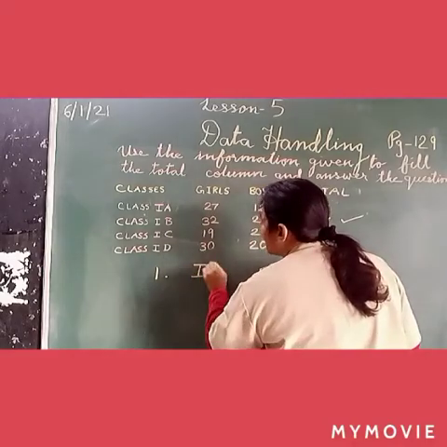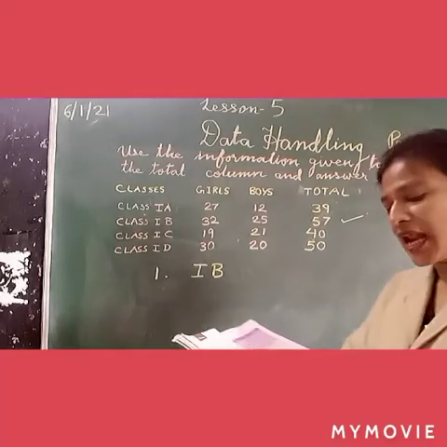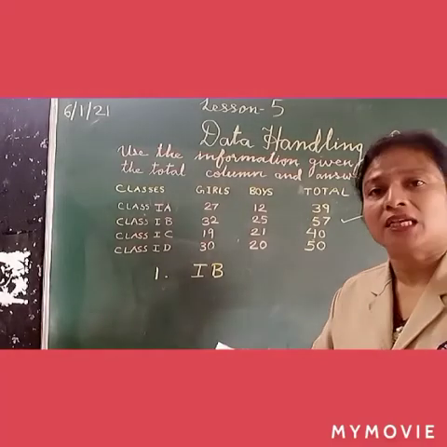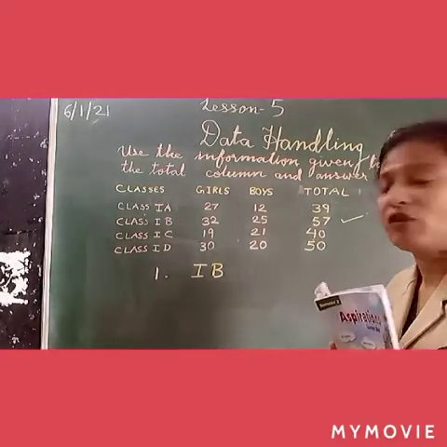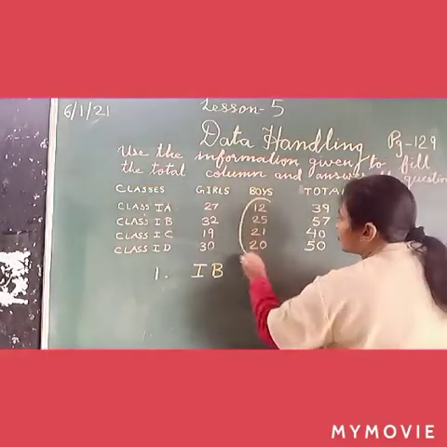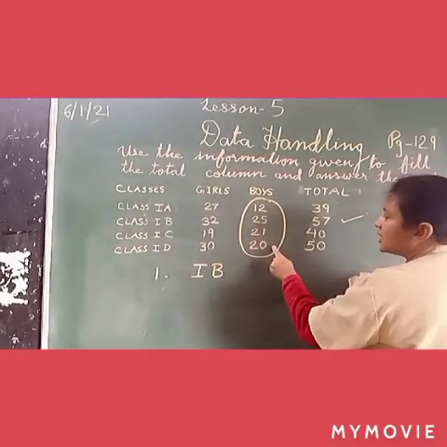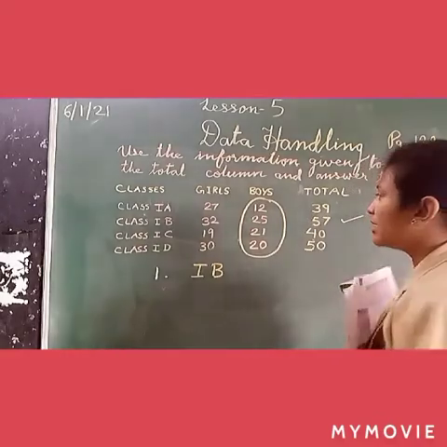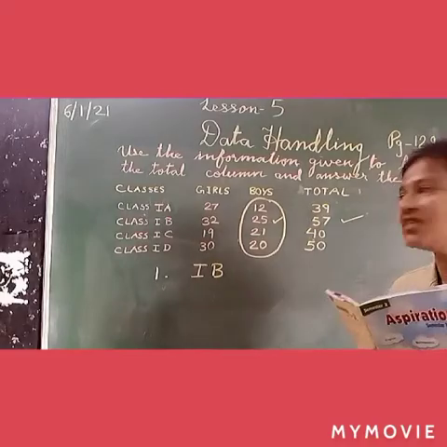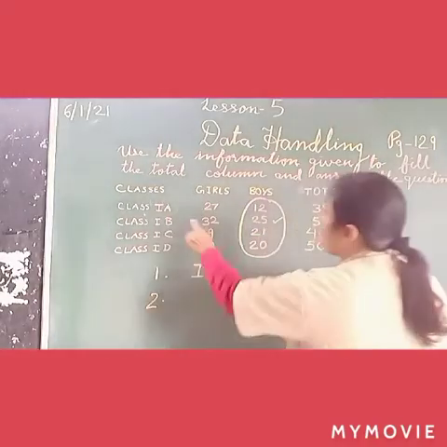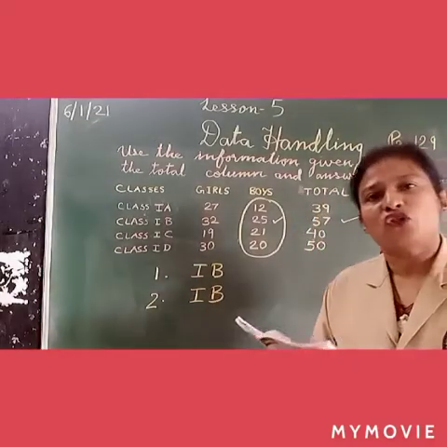Now, let's see the second question. Which class has maximum number of boys? Now, here they are asking maximum number of boys. So, we will check the boys column. This one, 12, 25, 21, 30. Again, we will see the greatest number here. That is 25. So, I got the answer. That is 1B. In the second question also, 1B is the answer.